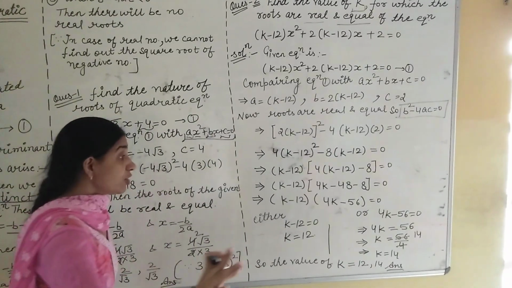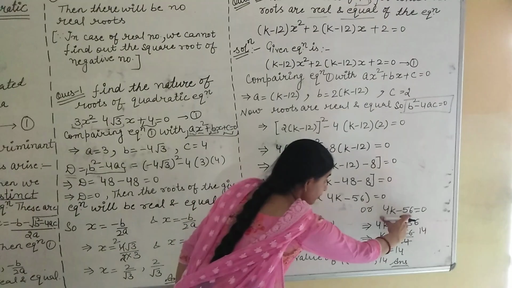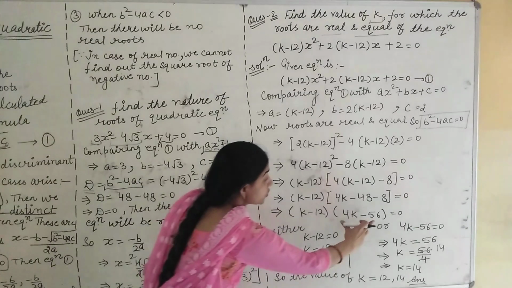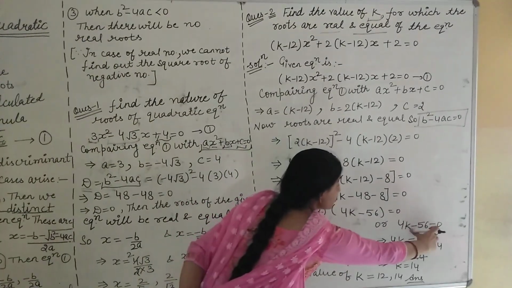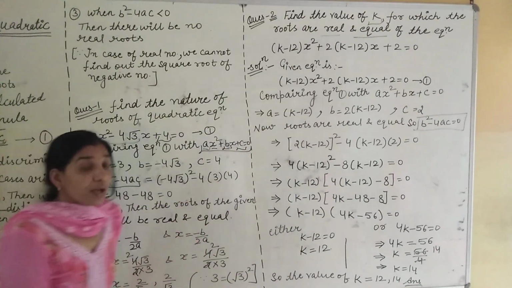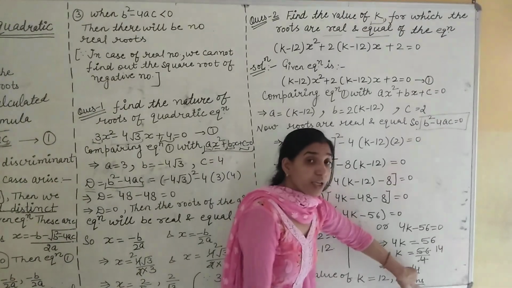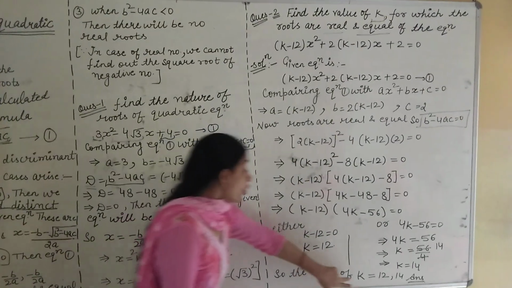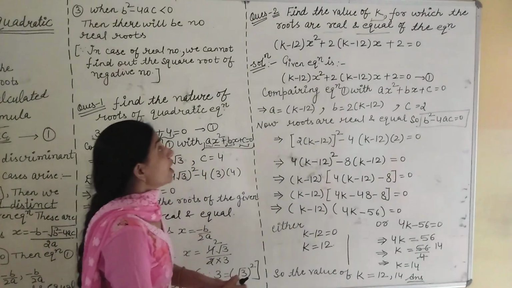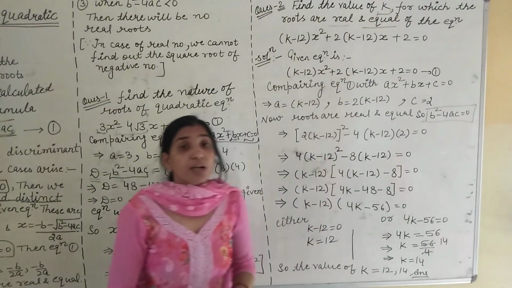The product of two factors is equal to 0. It means either the first one is equal to 0 or the second one is equal to 0. So either k minus 12 is equal to 0 or 4k minus 56 is equal to 0. When k minus 12 is equal to 0, k is equal to 12. And from the other we get k is equal to 14. Hence, k is equal to 12 and 14 are the values for which the equation has real and equal roots.